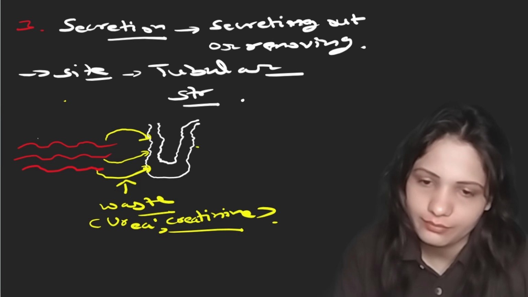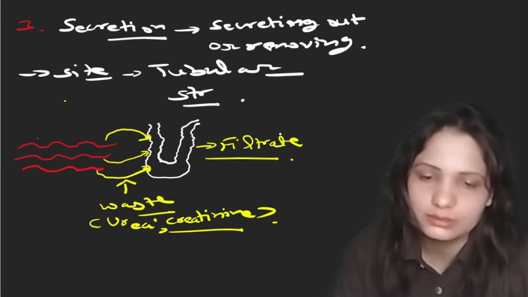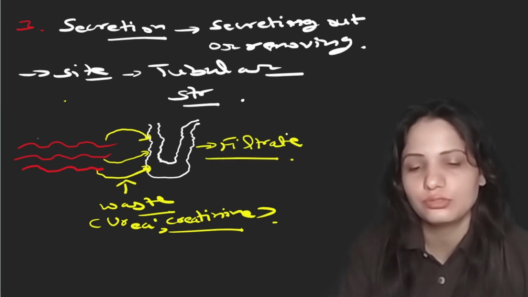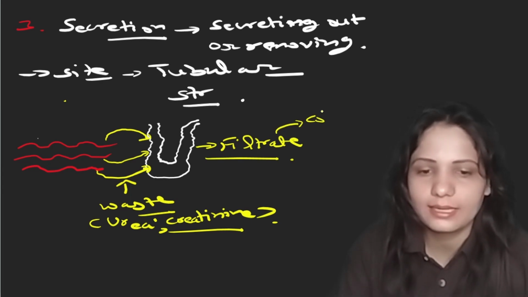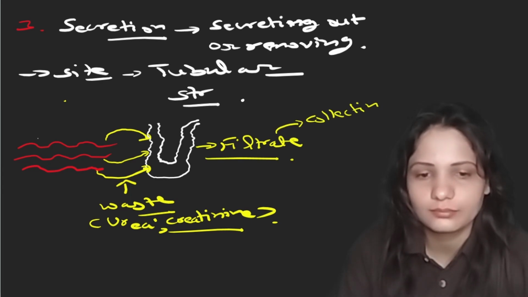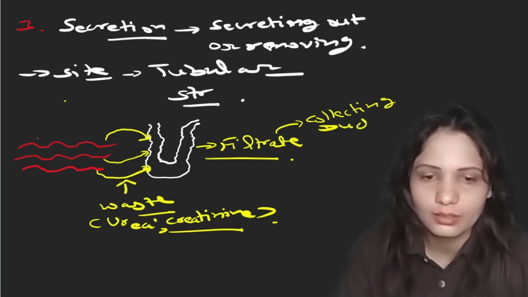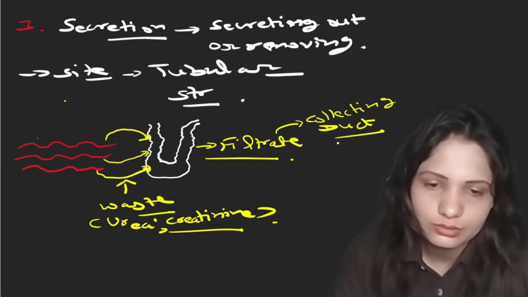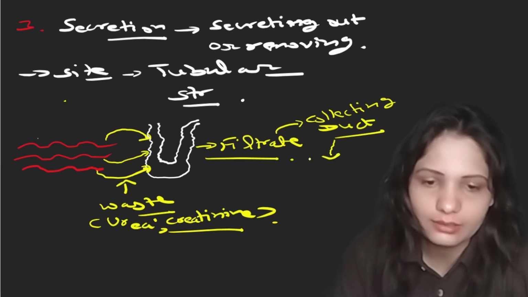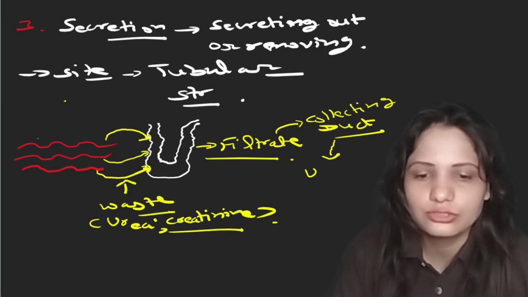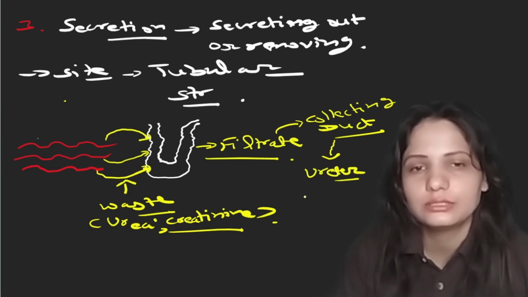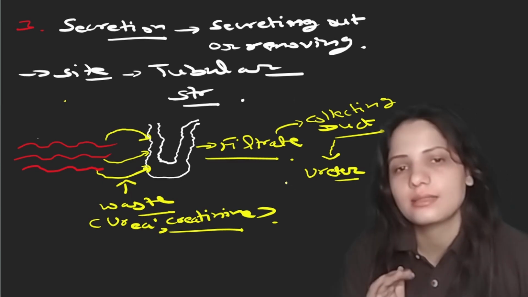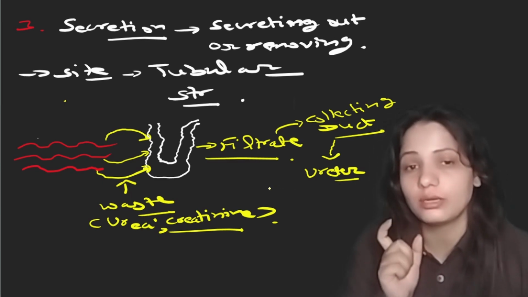We have filtrate. Further, this filtrate is passed to the collecting duct, and from the collecting duct, this filtrate is passed to the ureters, then the urinary bladder, and then the urethra. And this filtrate is our urine.